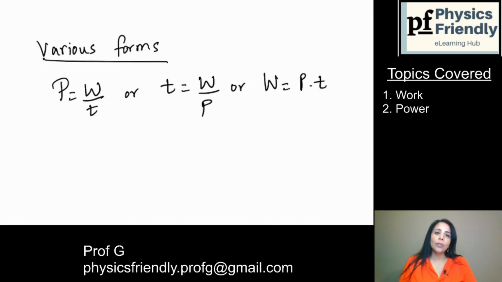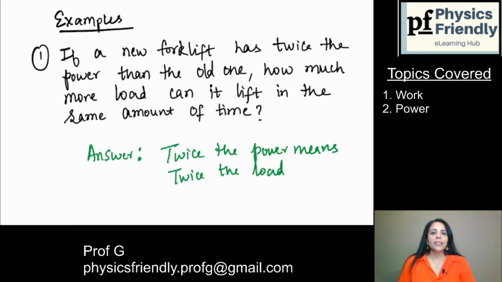So various forms of power: P stands for power, right? Power equals work over time, or we can have the same equation in terms of time, which is T equals work over power in the second equation, and then the third one would be work equals power times T. Okay, so let's look at some examples.